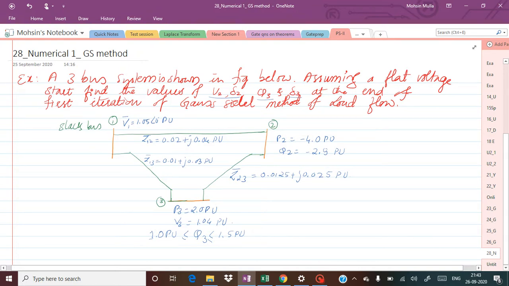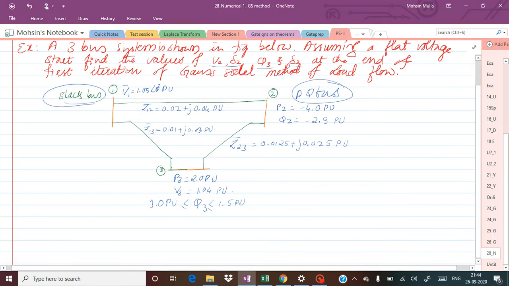So let us now try to understand what are the types of buses given here. In the first bus, voltage and delta value are given, so it is obviously a slack bus, which is also called a PV bus, because the voltage and the phase angle delta are given. Similarly, the second bus has P and Q values. Active and reactive power are given, so this bus is a PQ bus. Similarly, the third bus has P3 and V3 values, so this bus is a PV bus.